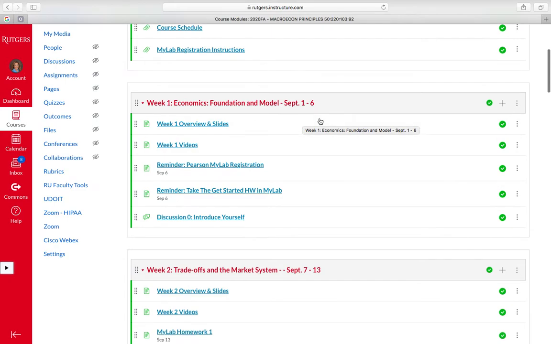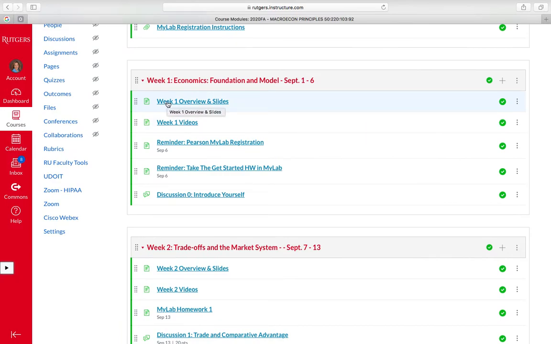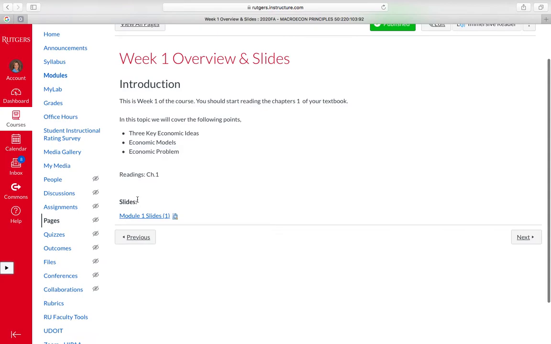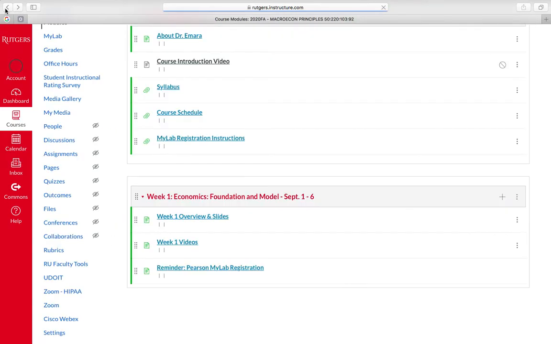On each week you have the first part, which is related to the overview of the topic and the slides that you need to read. I'm just going to give you an example. Here you have an introduction of the topic, what are the most important points to be discussed in week 1, and the reading required for this first week is just chapter 1. And when you click here, you will be able to read the slides of the first topic.